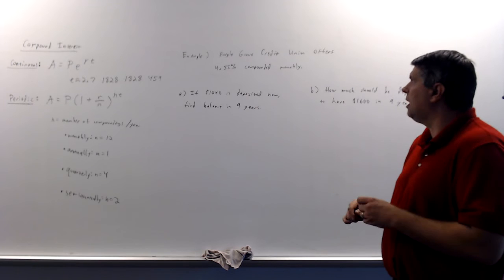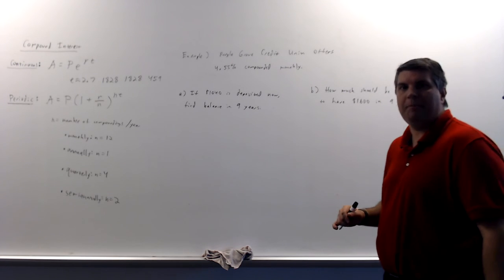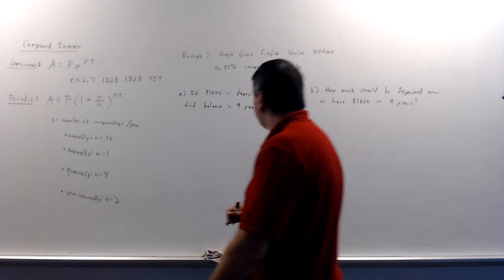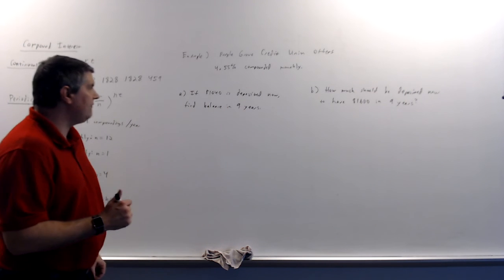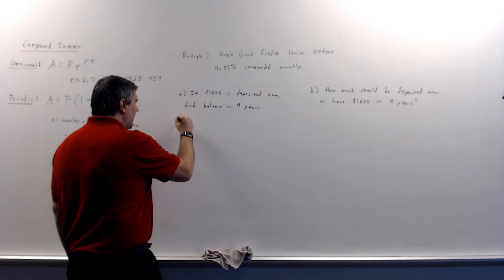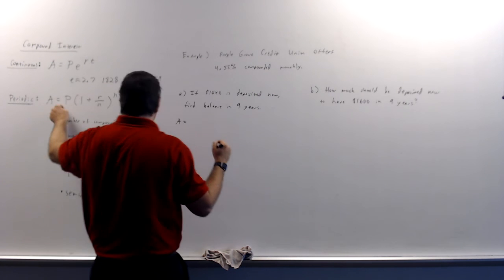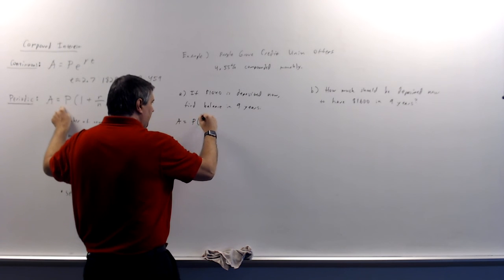Okay. Purple Grove Credit Union offers 4.55% interest compounded monthly. If 1,040 is deposited now, find the balance in 9 years. So it is non-continuous. That means it's monthly, it's periodic. So this is the appropriate formula.